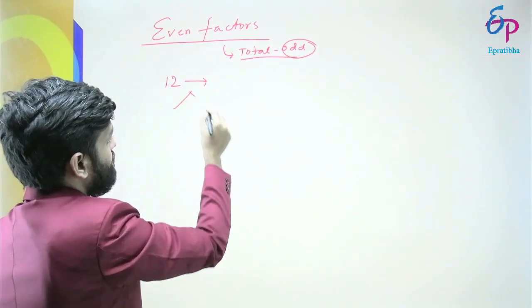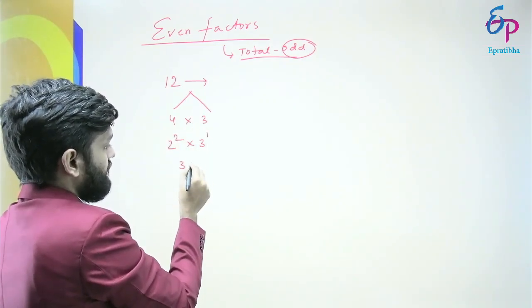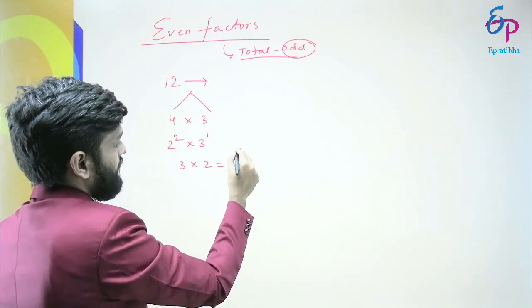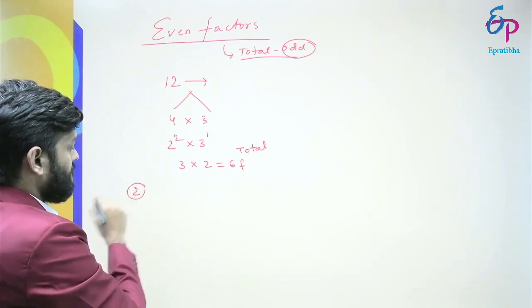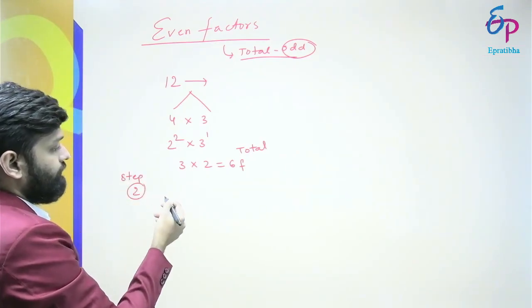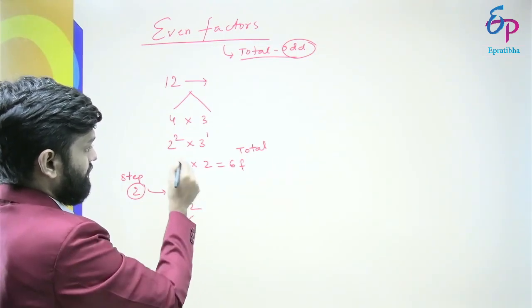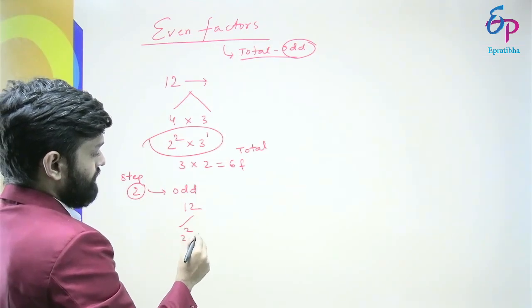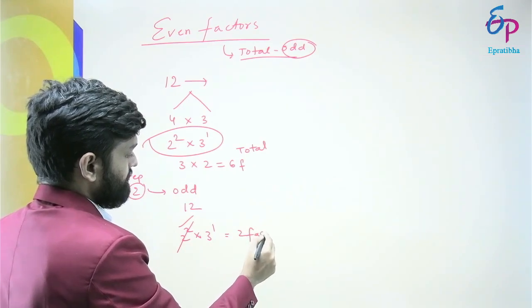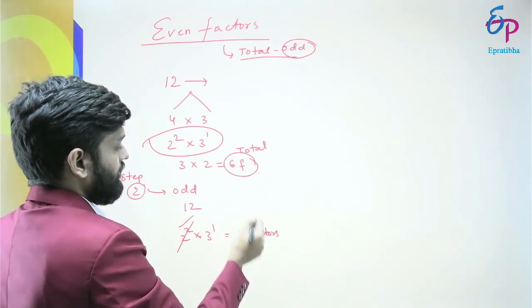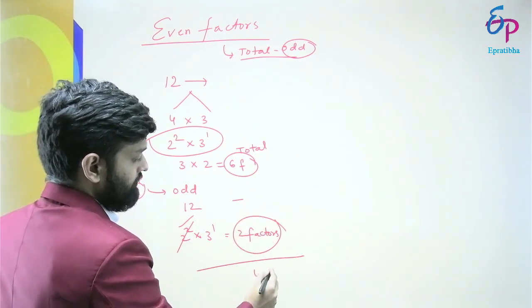12 can be written as 4 into 3. So this can be written as 2 square into 3 power 1. That means 3 into 2, total 6 factors are there. But I only want even factors, right? What do you have to do? Next step, step number 2. You have to find the odd factors. Now how many odd factors are there? Same, we'll copy from here, 2 square into 3 power 1. You have to eliminate the even part. So how many factors are there? 2 factors are there. That means how many even factors are there? 6 factors are total, 2 factors are odd. That means 6 factors minus 2 factors, it is 4 factors.